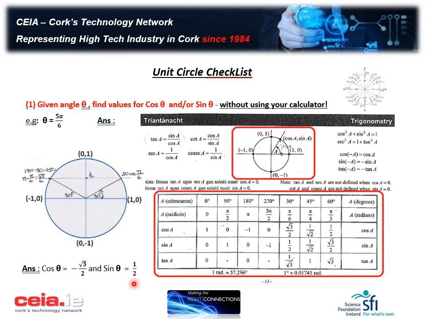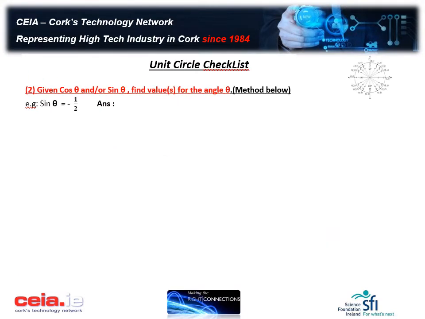So that's just a quick demonstration on how to use the maths tables to find cosine and sine values for any of our angles of interest. So let's look at the second question on our unit circle checklist. Question number 2: given a value for cosine of theta or sine of theta, find the value or values for the angle theta. And we're going to go through this method now.